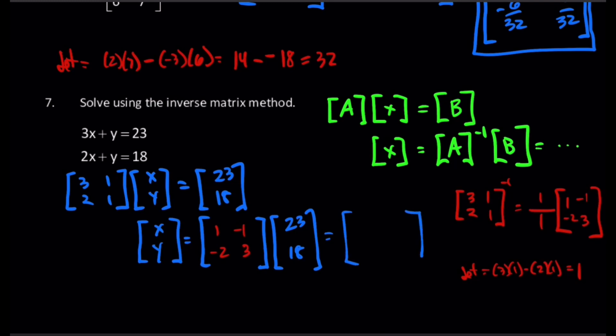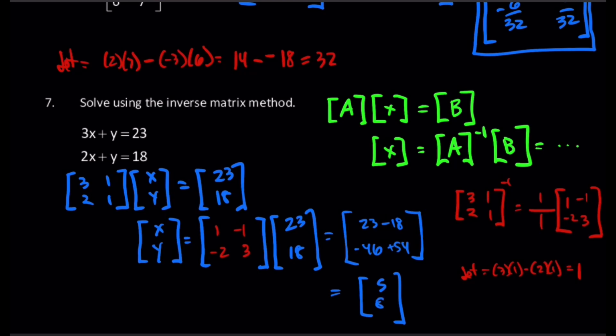We just got done doing multiplication up above. You can see why we need to do it here. Row times column, that's going to go here. Row times column, that's going to go there. Okay, so 1 times 23 is 23. -1 times 18 is -18. 23 minus 18 is 5. -2 times 23 is -46. 3 times 18, I believe, is 54. -46 and a positive 54, that is 8.